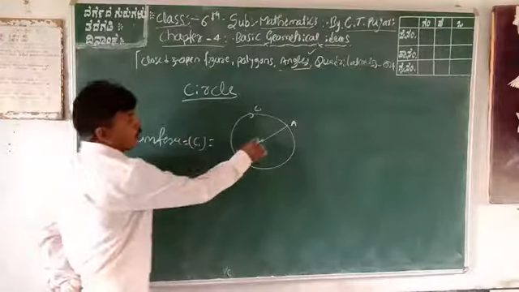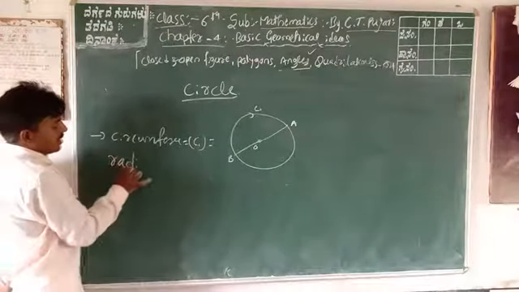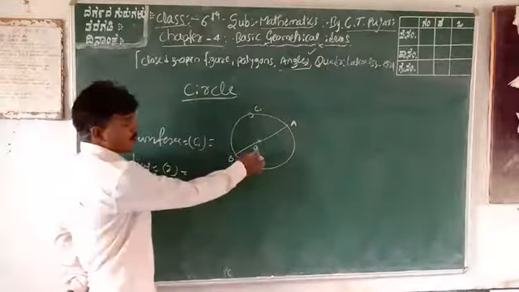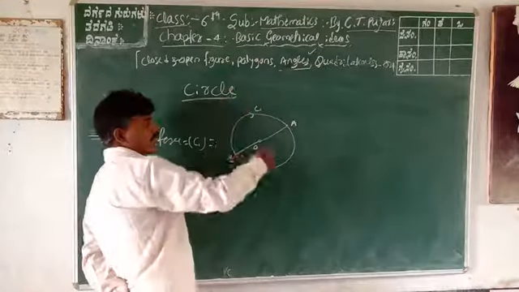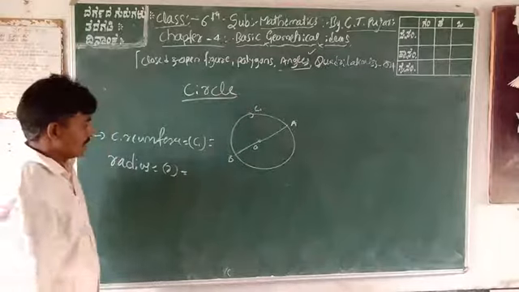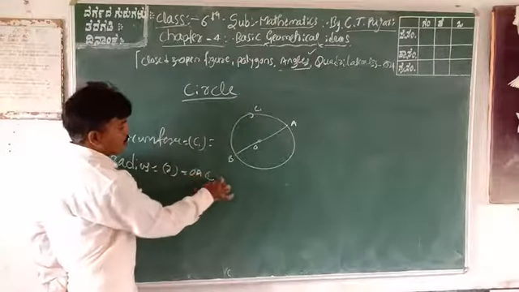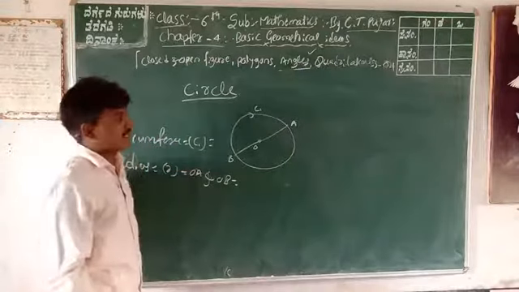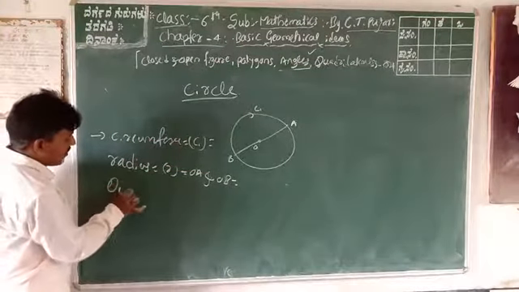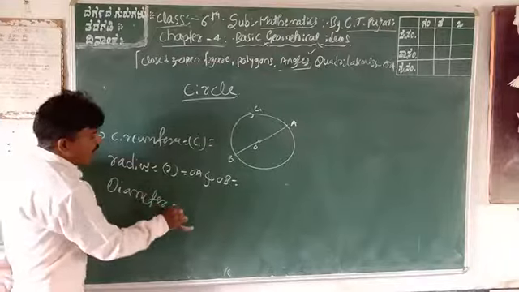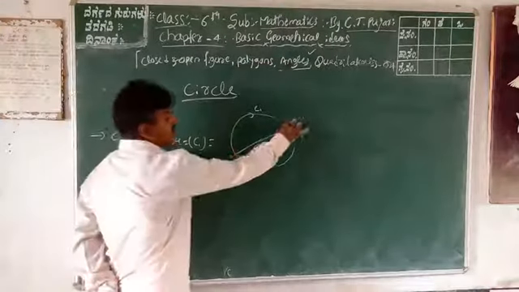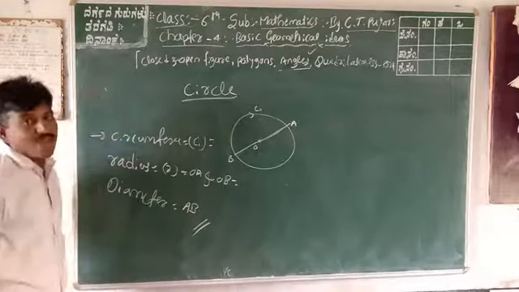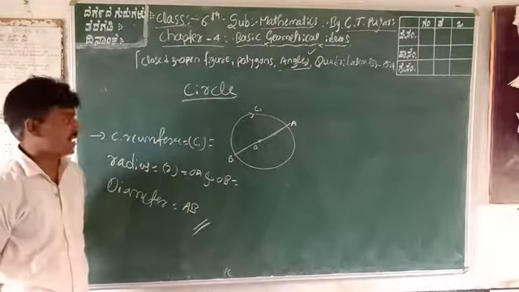Next, OM is the radius, R. Radius means the distance from the center point to any point of the circumference. OA is a radius and OB is also a radius, and all radii are equal in a circle. Next, the diameter. Diameter is the length of the longest chord. AB is the diameter.